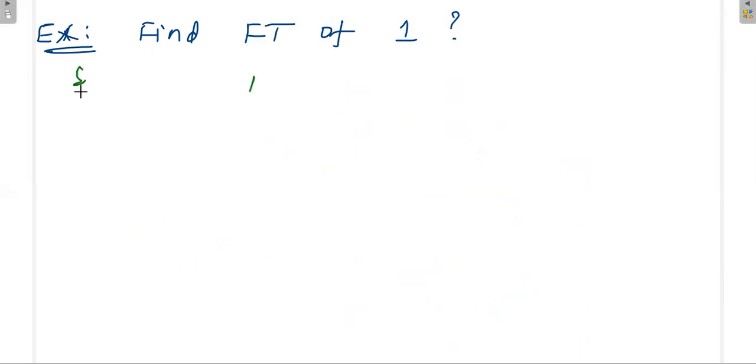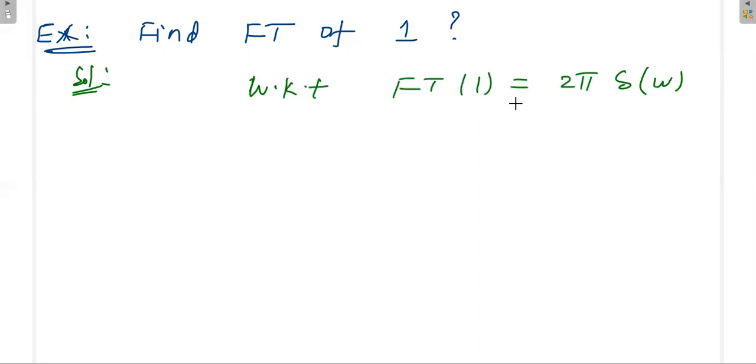Say the question is like this: find the Fourier transform of 1. Already we know that the Fourier transform of 1 is 2 pi del omega. Now we'll try to get the same answer with the help of the duality principle.